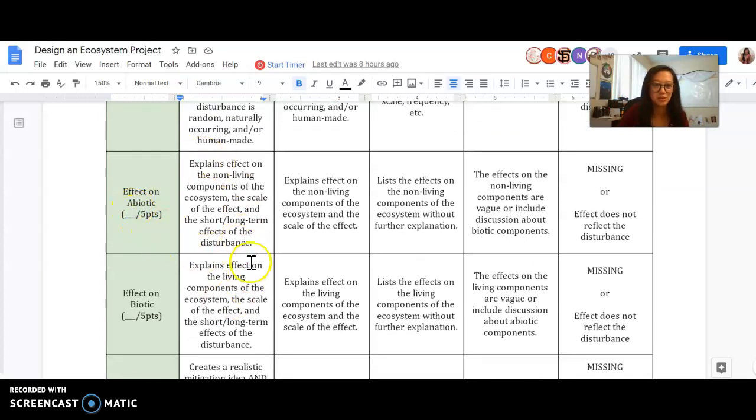Cool. And then these next two are pretty much the same, the effect on abiotic and the effect on the biotic factors. So make sure you explain the effect of your disturbance on the non-living parts and the living parts of your ecosystem separately, and then talk about how those effects continue either short-term or long-term and what that means for the ecosystem. Here would be a good time to talk about extinctions or succession or things like that.